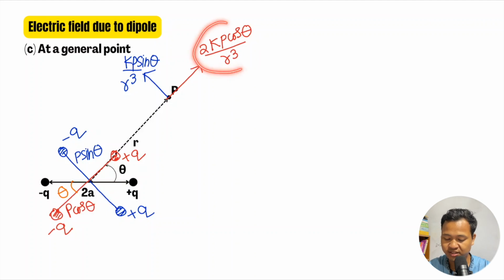So the resultant will be somewhere along this side. Okay, let's say that is E net.